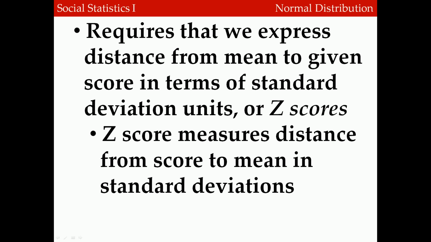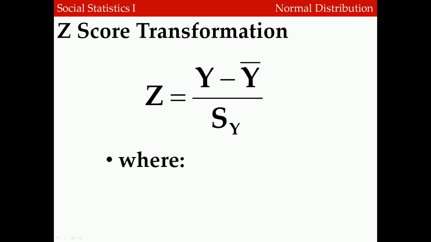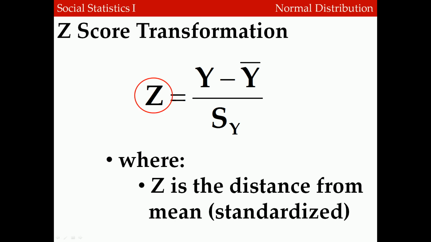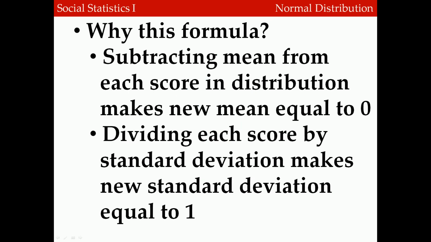So z-scores measure the distance from the score to the mean in a metric that uses standard deviations. A large z-score means a further distance from the mean, while a smaller z-score means a shorter distance. And we can transform any raw score into a z-score using the following formula. The formula here tells us that z, which measures the distance from the mean in standard deviation units to some raw score, is equal to that raw score, let's say for the variable y, minus its mean divided by its standard deviation.